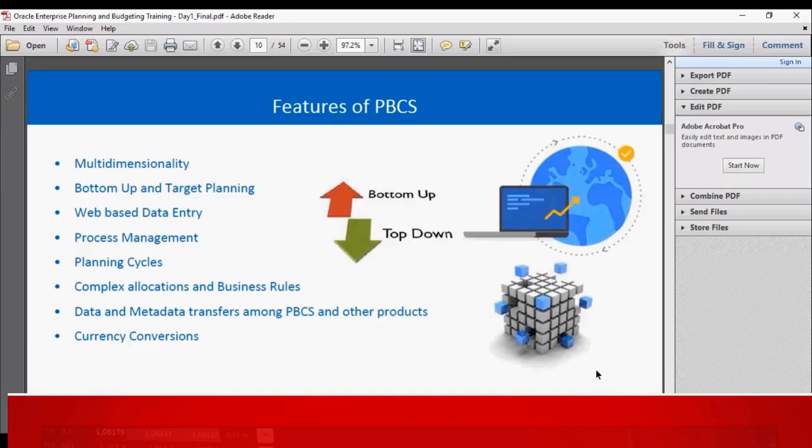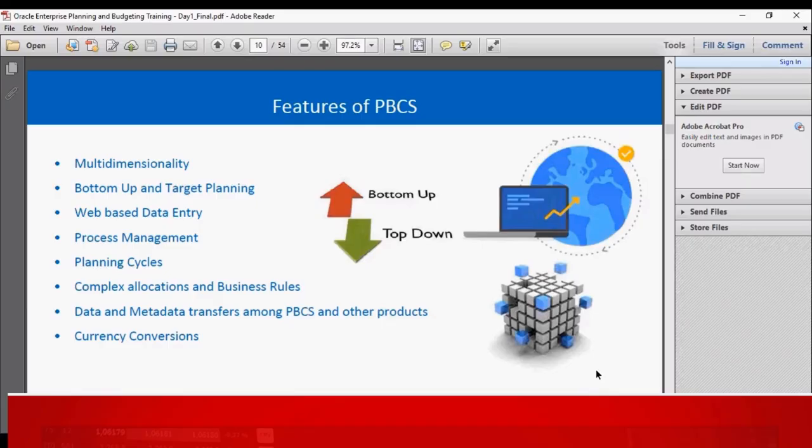The next feature would be bottom-up and target planning. In business, there are two case scenarios. One, the top management prepares the total financial budget and allocates it to the bottom level departments. This can be termed as target or top-down planning. From the top it is going down, so it is called top-down or target. The budget is being given from the top management to individual departments in a business.